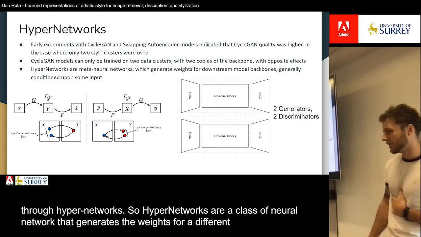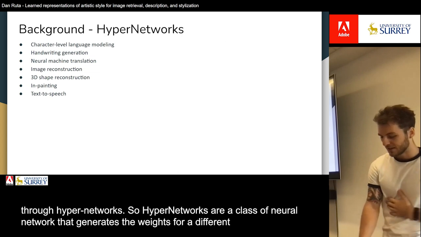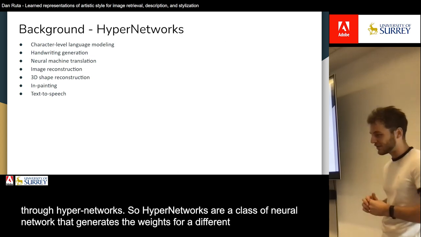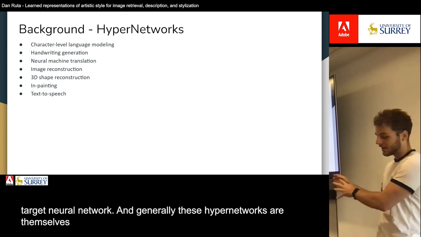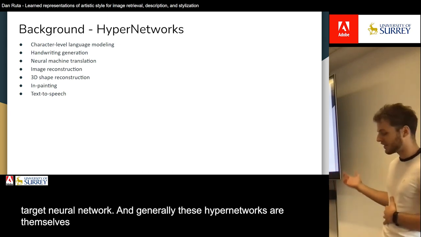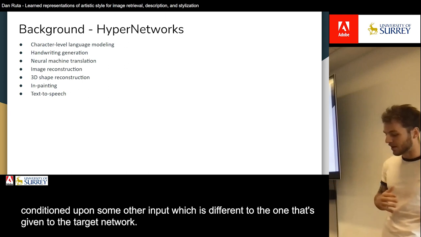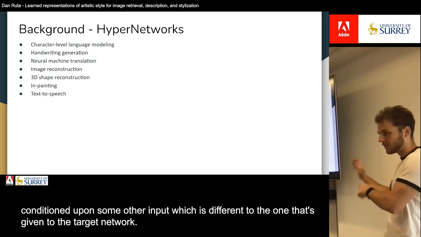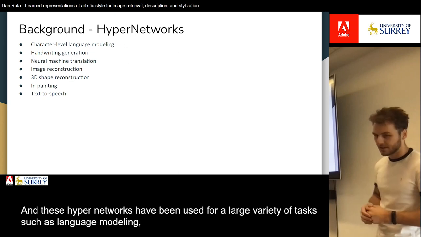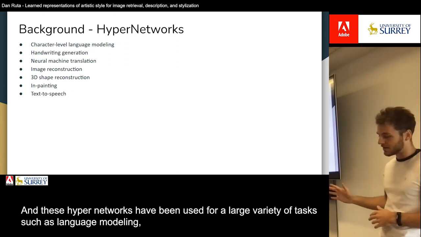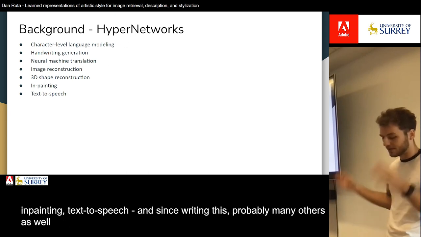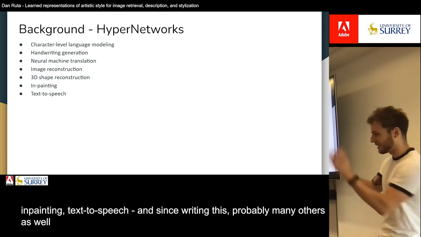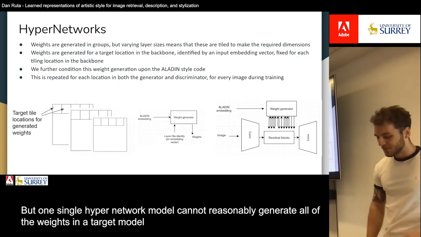And we thought one way to do this would be through hypernetworks. So hypernetworks are a class of neural network that generates the weights for a different target neural network. And generally, these hypernetworks are themselves conditioned upon some other input which is different to the one that's given to the target network. And now these hypernetworks have been used for a large variety of tasks, such as language modeling, handwriting generation, machine translation, image shape reconstruction, inpainting, text-to-speech, and since writing, there's probably many others as well.